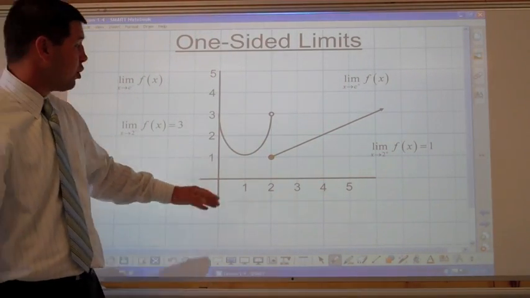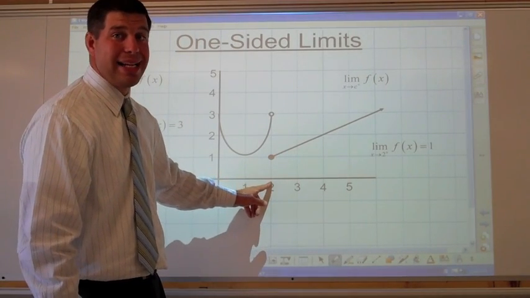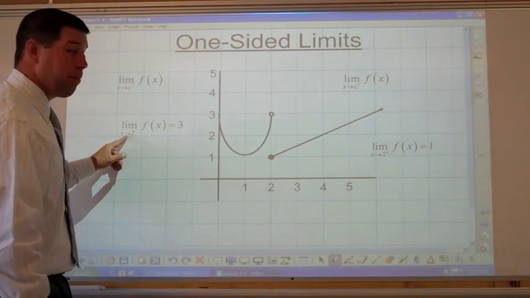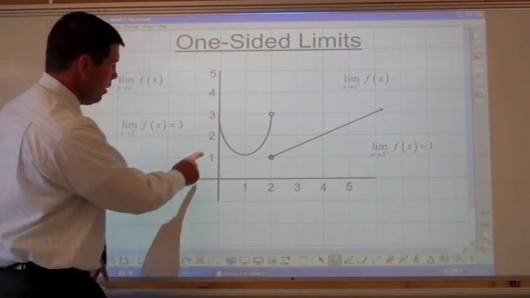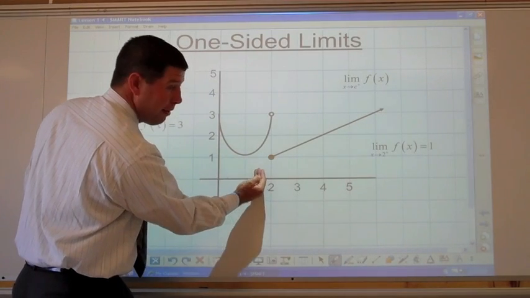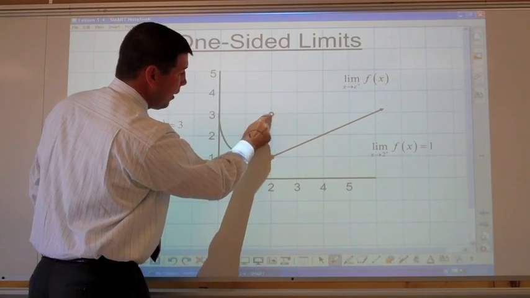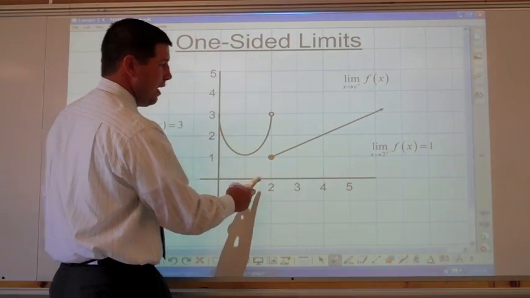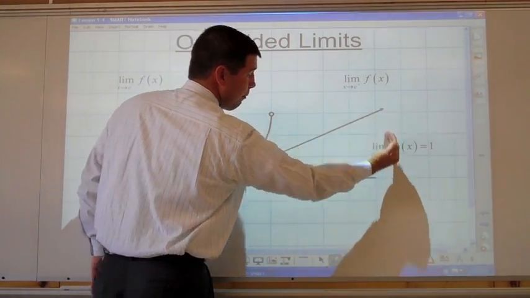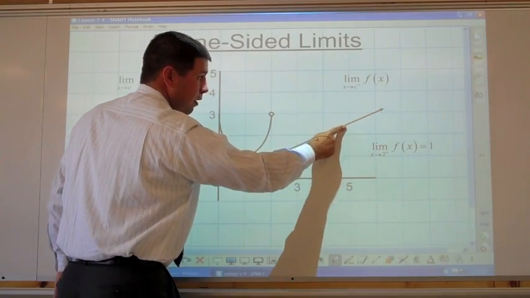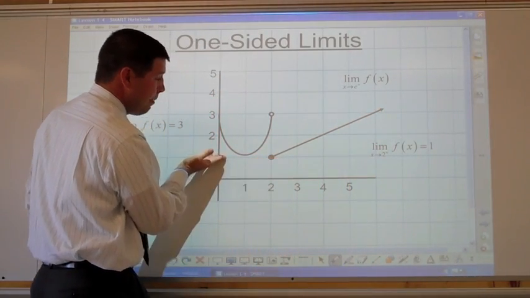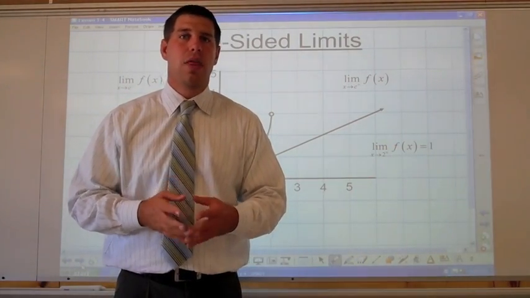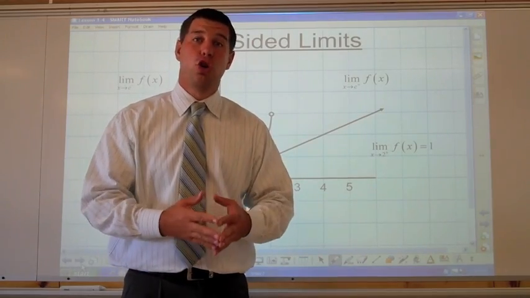So right here we have a function where the limit as x approaches 2 does not exist. But one-sided limits do exist. The limit as x approaches 2 from the left side: I trace this function from the left, coming from the negative, and I want to get here. So the limit as x approaches 2 from the left is 3. The limit as x approaches 2 from the right, coming from the positive direction, you want to get here. So that limit is going to be 1. Even though the overall limit does not exist, the left-sided limit and the right-sided limit do exist.